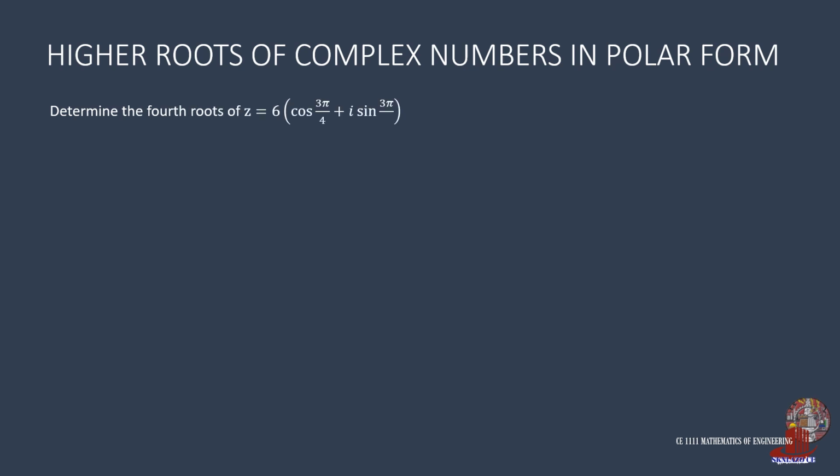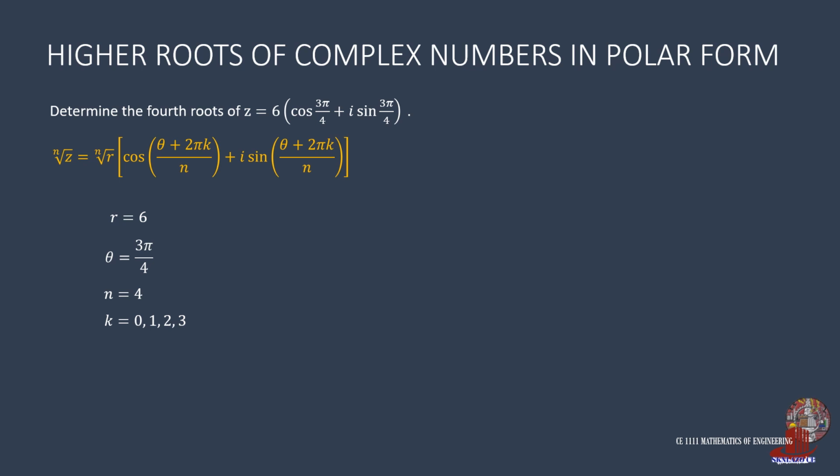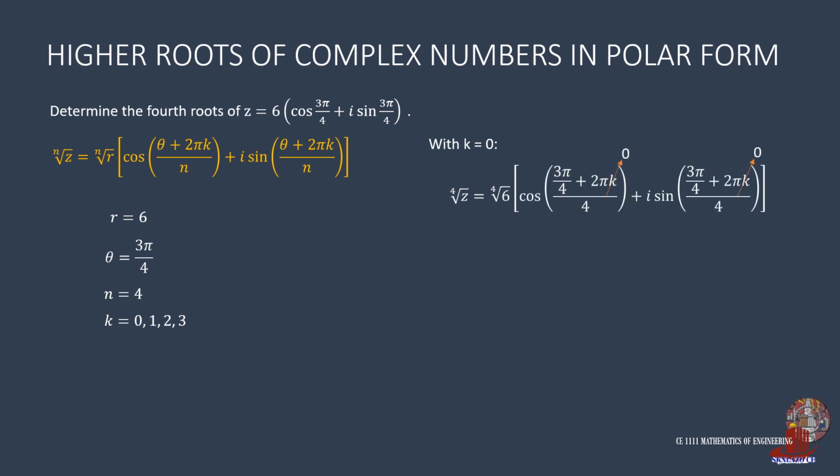Another example includes an argument in radians, requiring the fourth root of the complex number 6 (cosine of 3 pi over 4 plus i sine of 3 pi over 4). Check that r is 6, theta is 3 pi over 4, n is 4, and k accounts for 0, 1, 2, and 3. Start with k as 0. The formula becomes the fourth root of 6 times cosine of (3 pi over 4 plus 2 pi k) all over 4 plus i sine of (3 pi over 4 plus 2 pi k) all over 4, where the whole term involving k is 0.